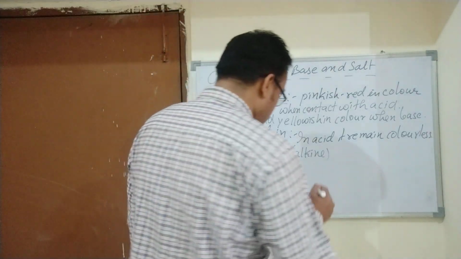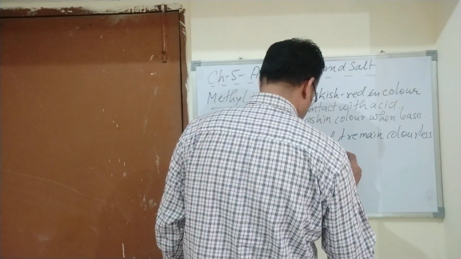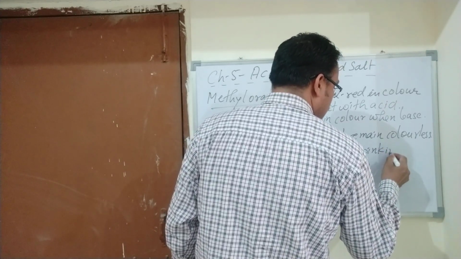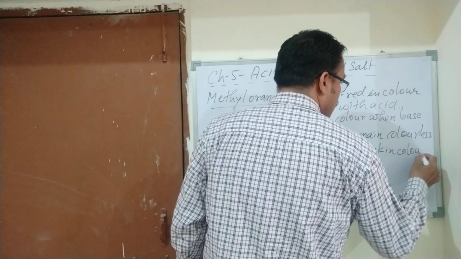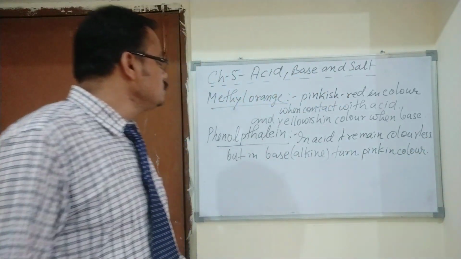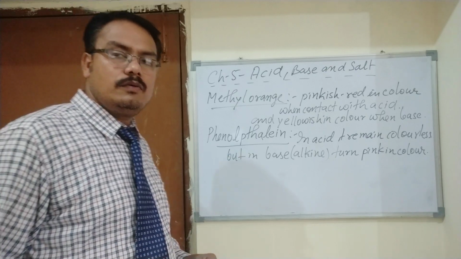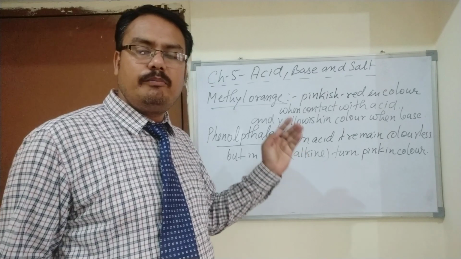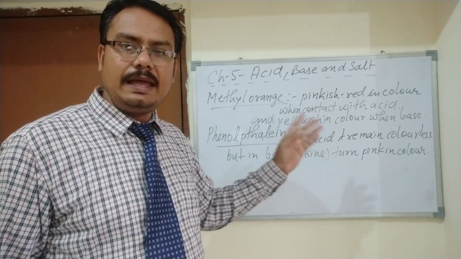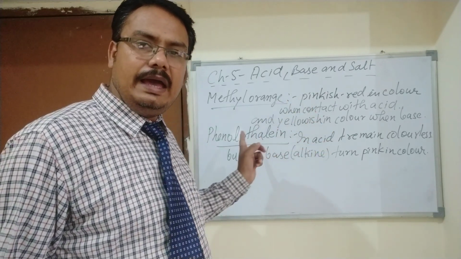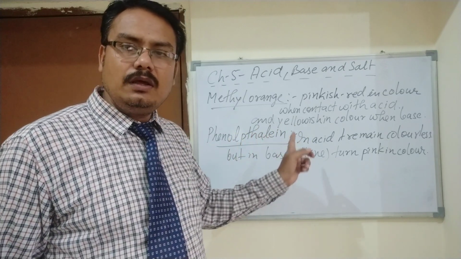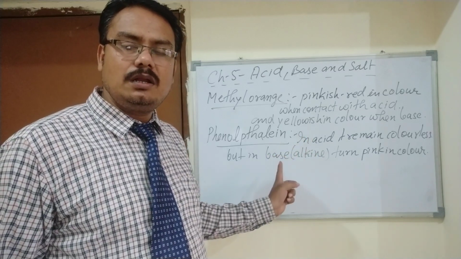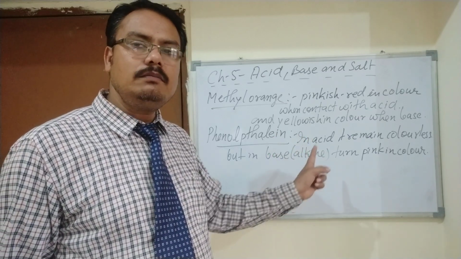Okay, students. So these are the two more indicators I have explained today. Methyl orange, which turns pinkish red in acidic medium and yellow in basic medium, and phenolphthalein, which doesn't change color in acidic medium but changes to pink in basic medium.